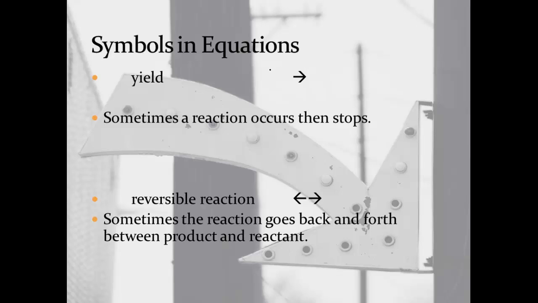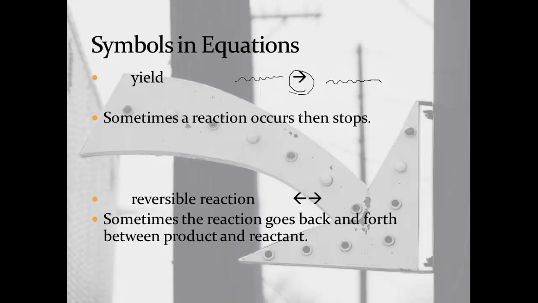The symbols that you might see, typically you're just going to see a single arrow. We call it the yield sign. It means that the stuff on the reactant side is turning into the stuff on the product side. So when we're actually reading a reaction, we might say yields, or we might say produces, or reacts to produce, anything along those lines.